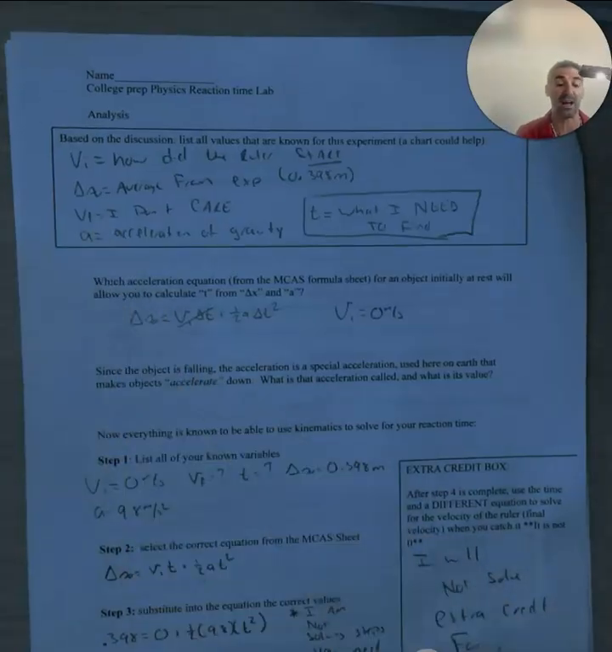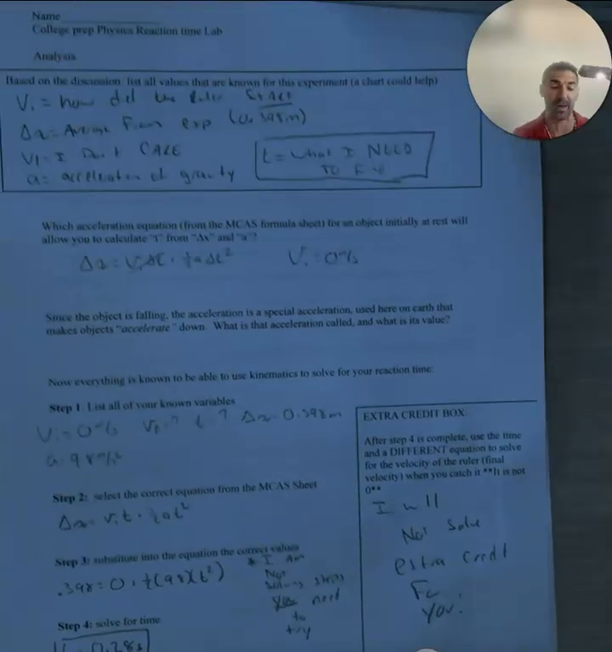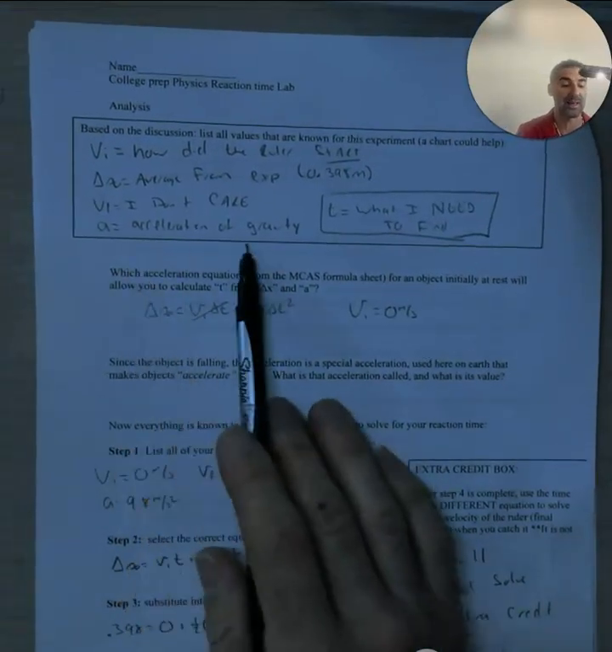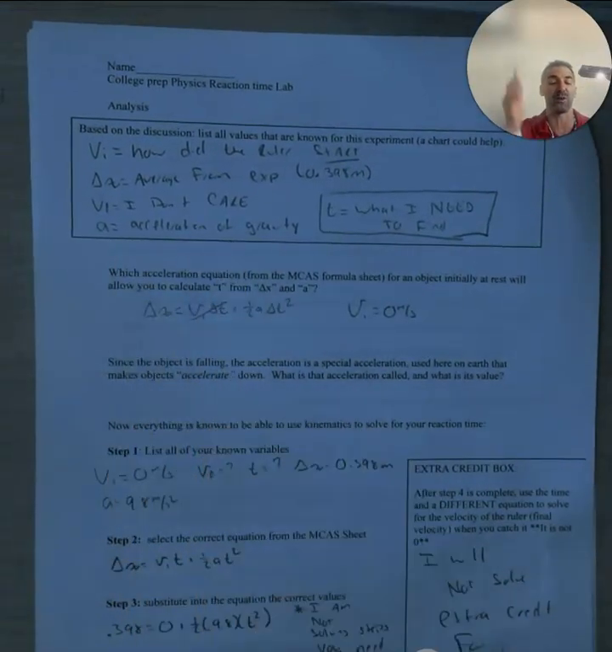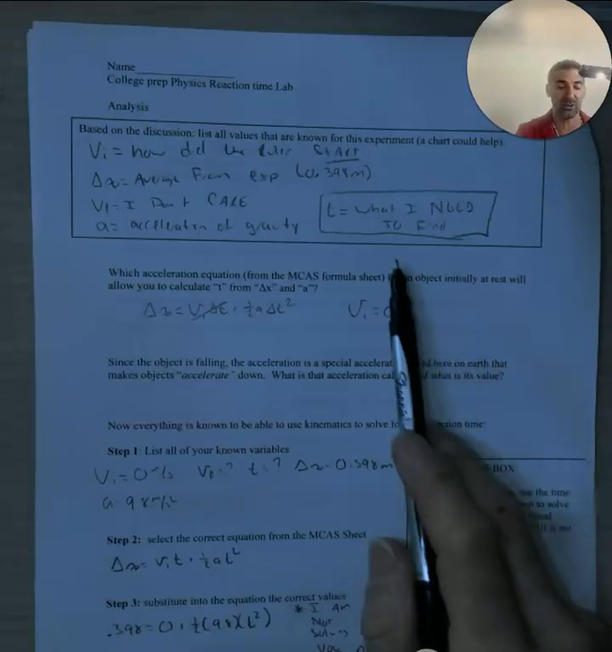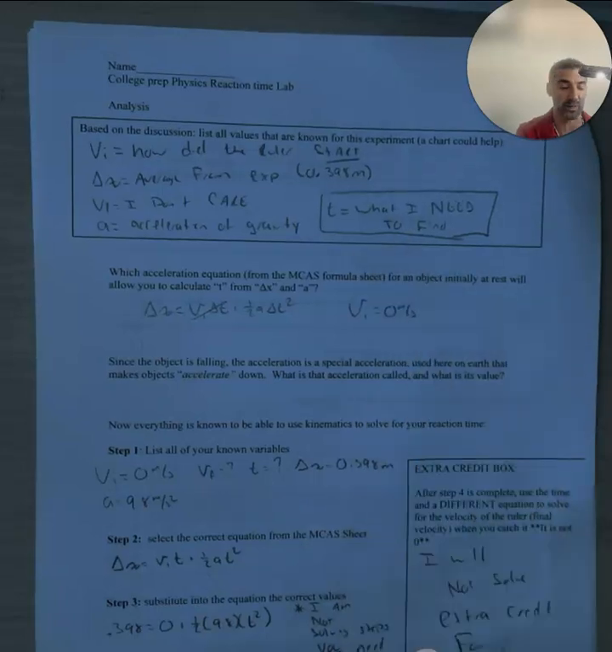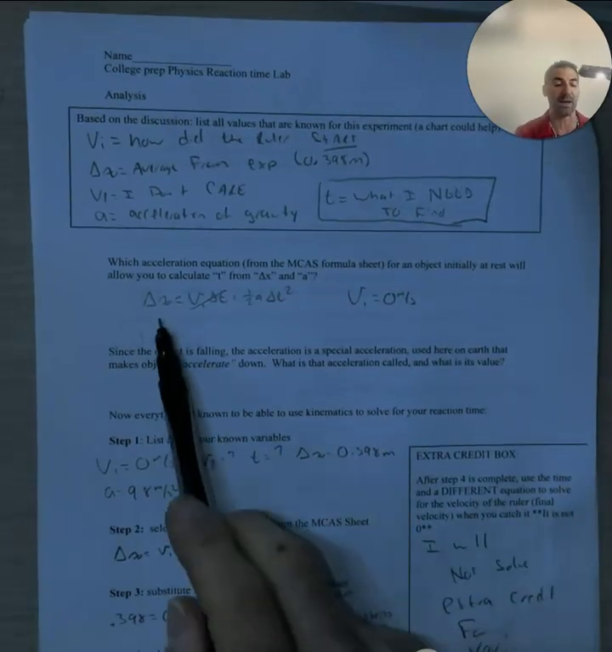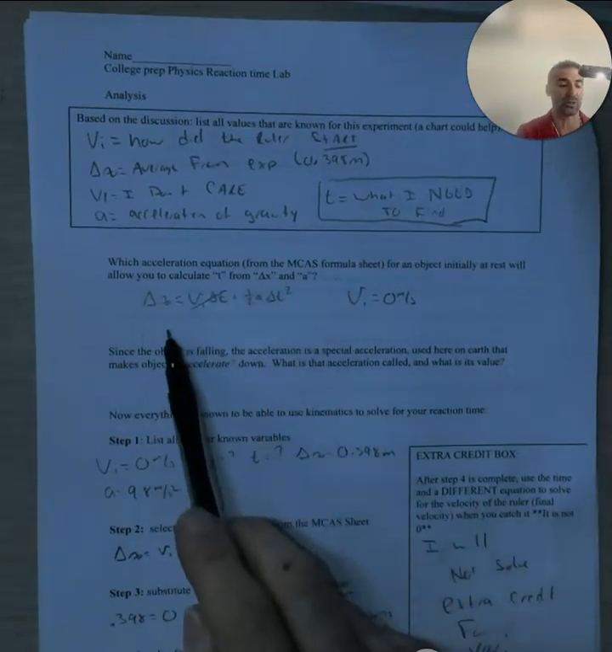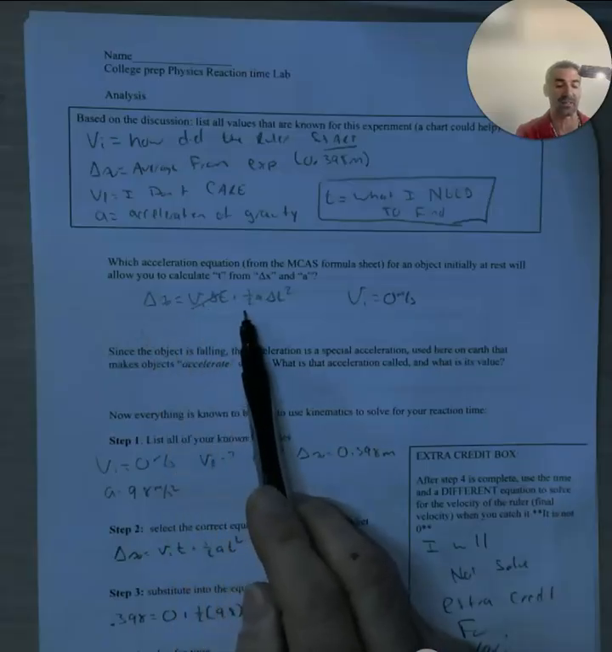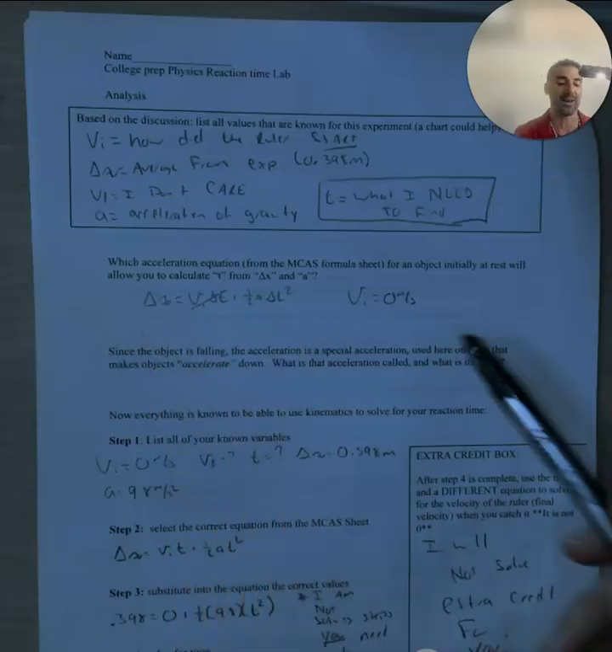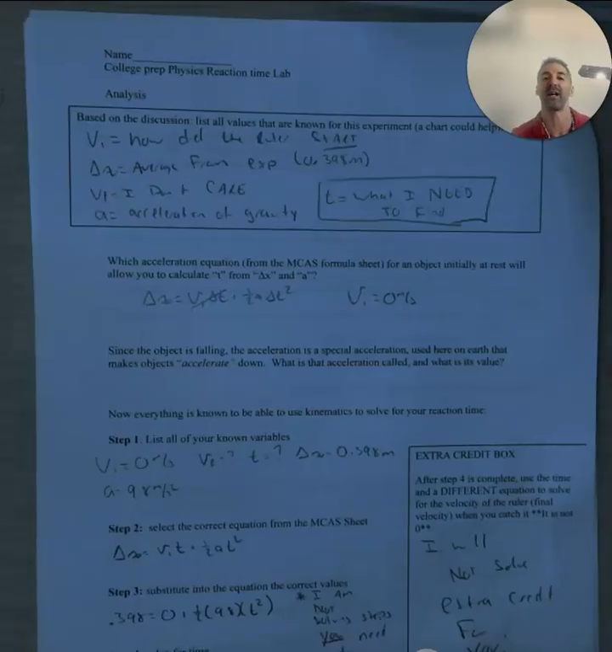The final velocity, I don't care about except for the bonus, which I'm not going to go over for you because that was bonus. The acceleration is the acceleration of gravity, what makes things fall down. The goal of this experiment is to solve for time. That's what you need to find. How am I going to do this? I'm going to do it by finding the MCAS equation. Delta x is vi delta t plus 1 half a t squared. Again, I crossed out that initial velocity. You should know why. There's a hint.